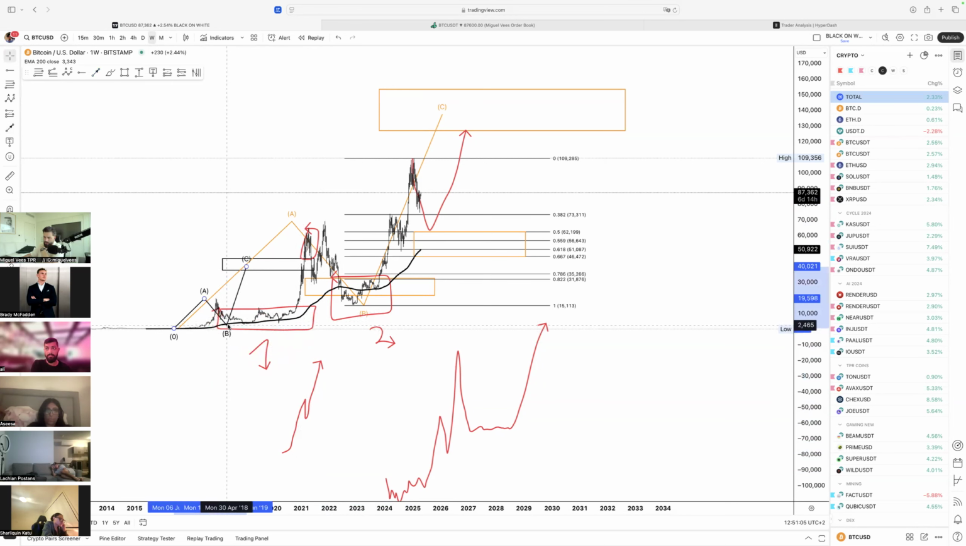Why is my drawing tool not working? Building a lot of stability. What is happening with my drawing tool?